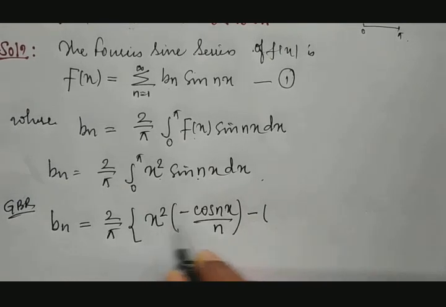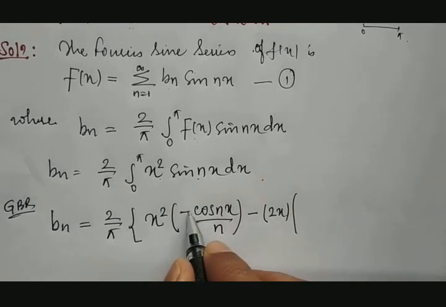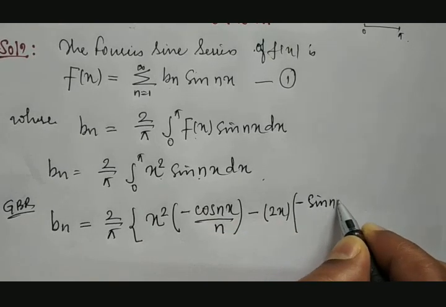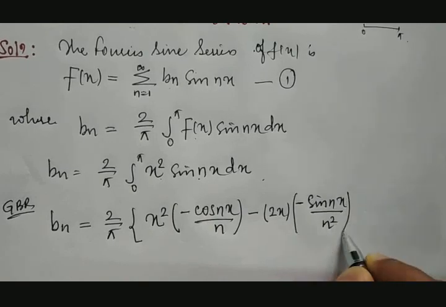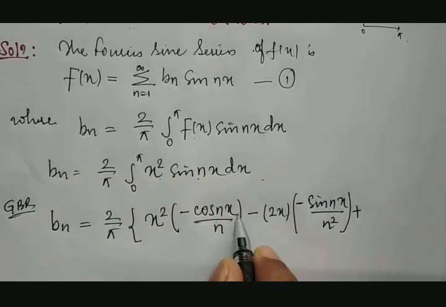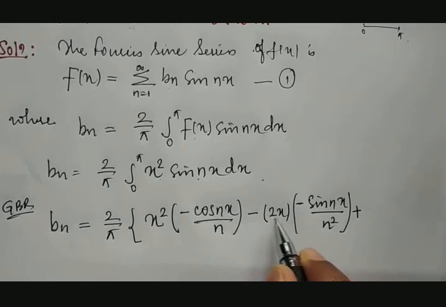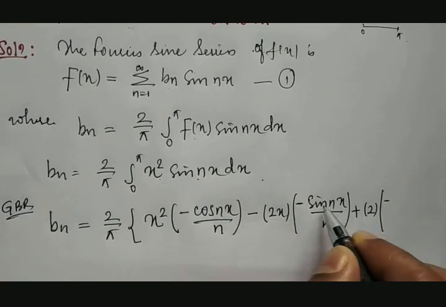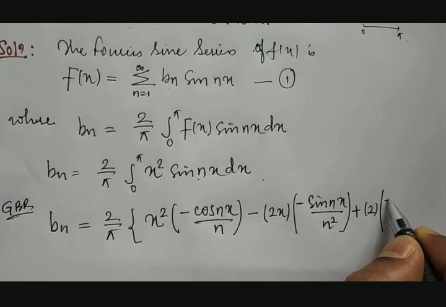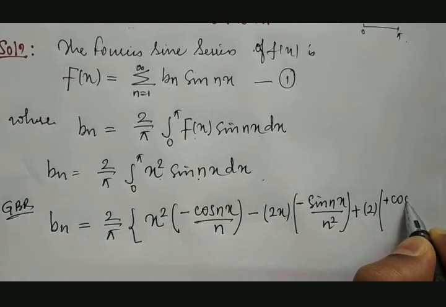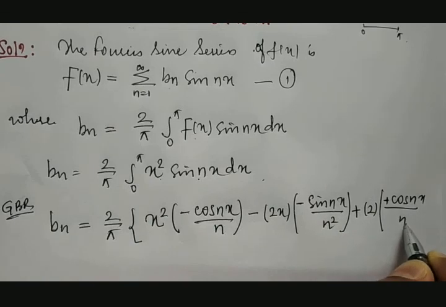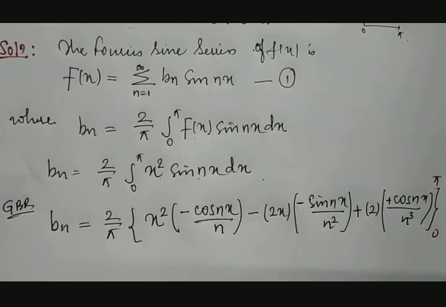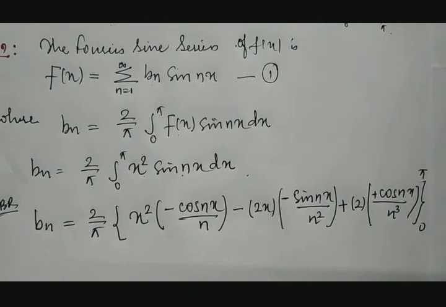Minus differentiation of the first term will be 2x. Integration of the second term once again, integration of cos nx will be sin nx divided by n into n, which is n square, plus. Then differentiation of the first function once again will be 2. Integration of the second function will be minus integration of sin nx, which is minus cos. So minus of minus plus cos nx divided by n into n cube. So between 0 to pi. That is between 0 to pi.